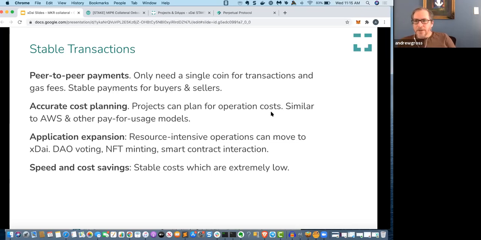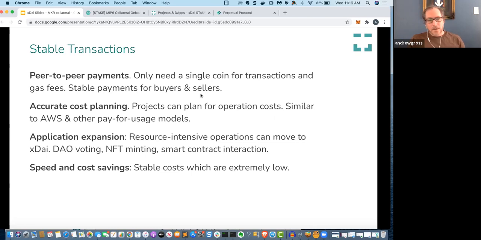This is in particular with DAOs, for example, where making a proposal right now on Ethereum and voting on a proposal is really expensive. So that limits participation, and it also makes people not want to put out proposals. So if they can move that governance to the xDAI chain, all of a sudden it makes DAOs more workable, because as we know, many things on Ethereum are difficult to use at the moment.